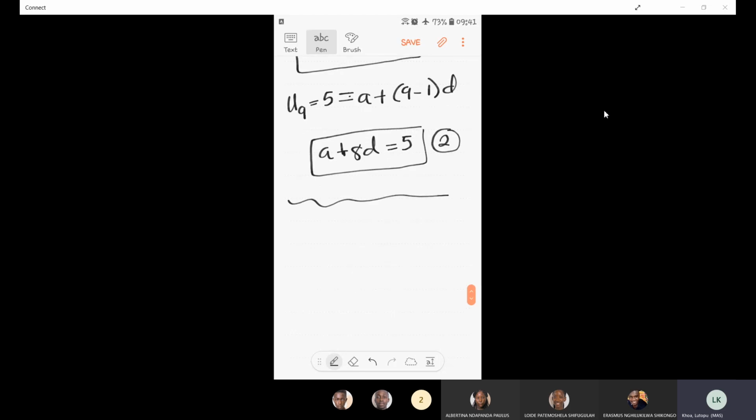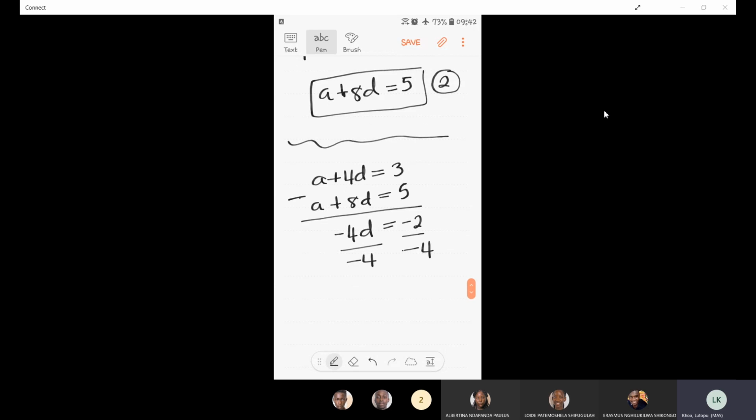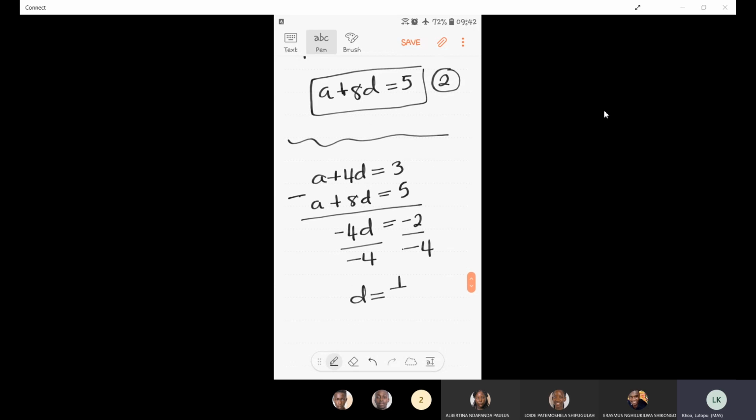So I have A plus 4D, and this is equal to 3. And then I have A plus 8D, and this is equal to 5. Because the signs are the same, I will subtract 4D minus 8D. This is minus 4D. 3 minus 5. This is equal to negative 2. Then I divide by negative 4. I get D is equal to a half.